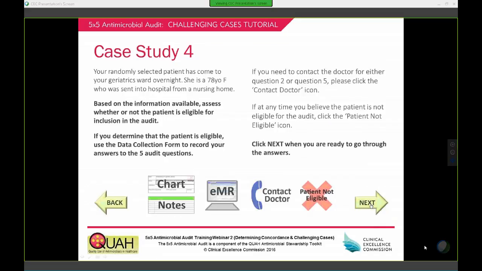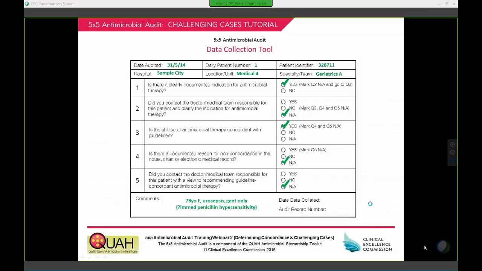And this is what our last data collection tool looks like. So we've got, yes, there was a clearly documented indication for therapy. Question 2 is not applicable. Yes, there was antimicrobial therapy. The choice of therapy was concordant with guidelines. And then the next 2 questions are not applicable as well.